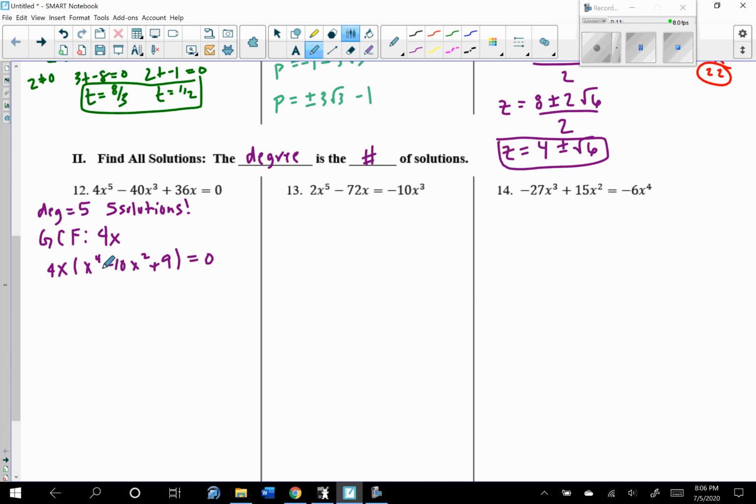And so remember that means this is a quartic right here. The actual entire equation in standard form we know is quintic. But this portion right here, you cannot use quadratic formula because, again, it's not quadratic. So I can go ahead and try to see if I can factor this.